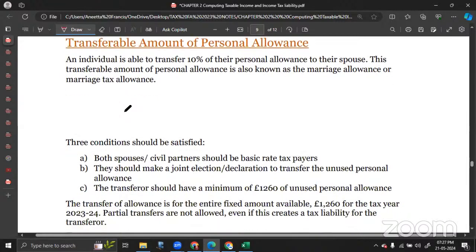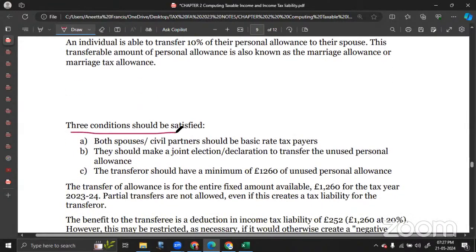And transferable personal allowance, I gave you the conditions for transferable personal allowance. The unused personal allowance of one of the spouses can be transferred to the other spouse during a tax year. First condition is both of them should be a basic rate taxpayer. Number two, they should make a joint election or a declaration to transfer the unused personal allowance. Number three, whoever is planning to transfer should have a minimum of 1260 unused personal allowance. Then only they can transfer it to their spouse.